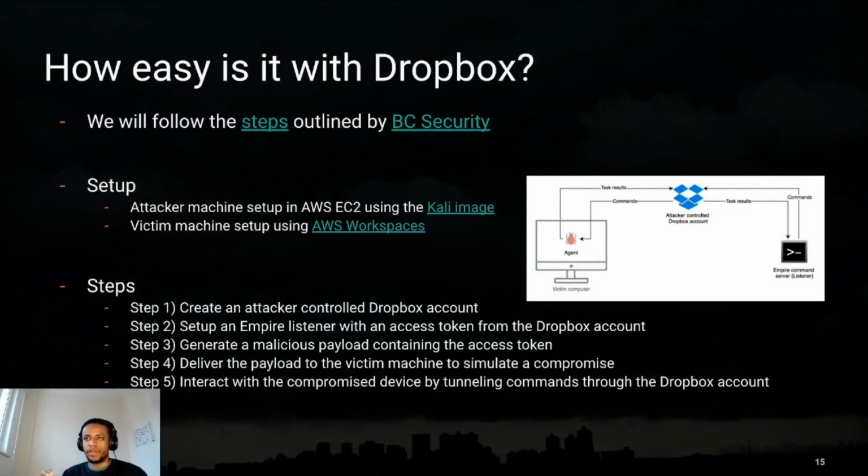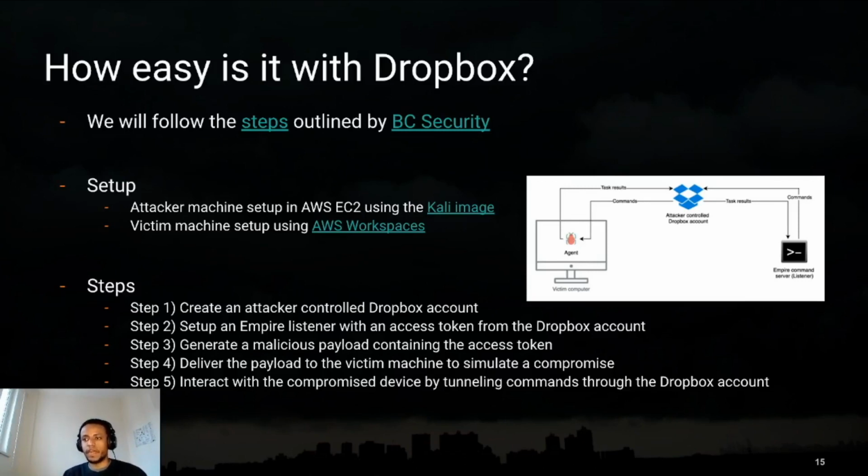We will follow the steps outlined by BC Security, which are the creators of Empire, or the maintainers of Empire, I should say. Our setup was an attacker-victim setup, both in AWS. The attacker machine was set up in EC2 using a Kali image, and the victim was a Windows machine in AWS WorkSpaces, right? So everything in the cloud. The steps we're going to follow are fivefold.